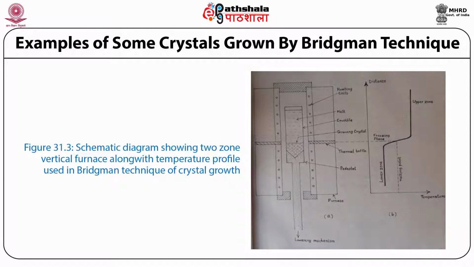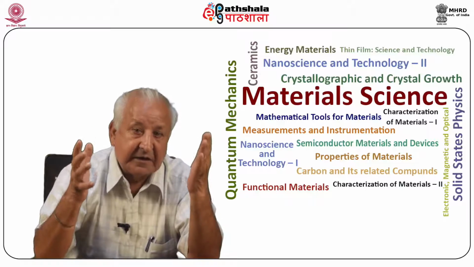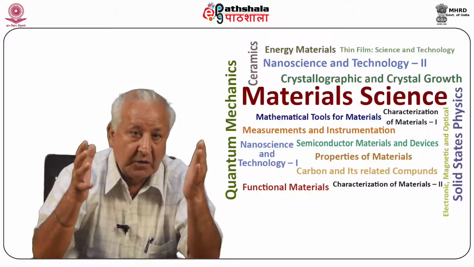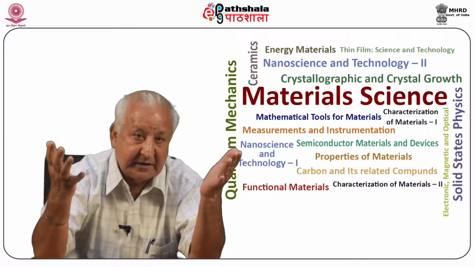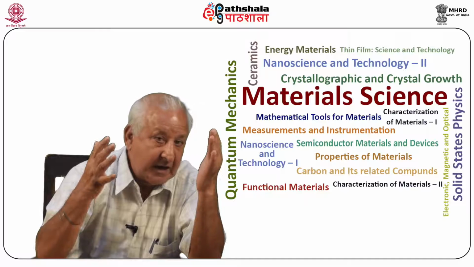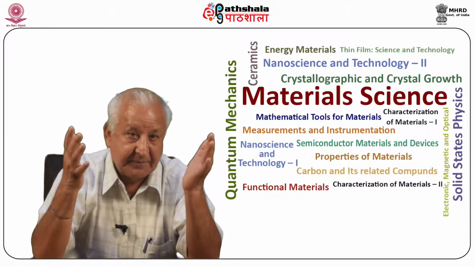Figure 31.3 is a schematic diagram showing two-zone vertical furnace along with temperature profile used in Bridgman technique of crystal growth. Crystal growth by zone melting. This technique was developed by Fan of Bell Telephone Laboratories in 1952. Initially, this technique was applied for the purification of semiconductor materials. It can be classified as a solid-liquid-solid process and is used both as crystal growth and a purification technique.